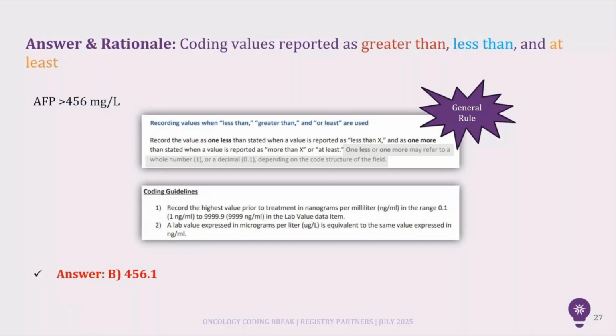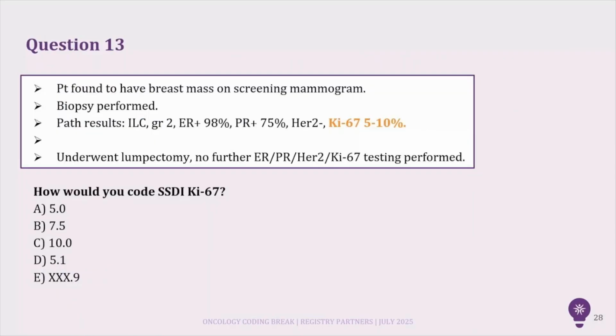Okay, so how about this one? The patient has a breast biopsy, and how are we going to code the Ki67? So it's reported as 5 to 10%. Then the patient goes on to have a lumpectomy and there's no additional testing performed, which is common. So can we use the Ki67 from the biopsy is the first question. And then if so, how do we code 5 to 10%?